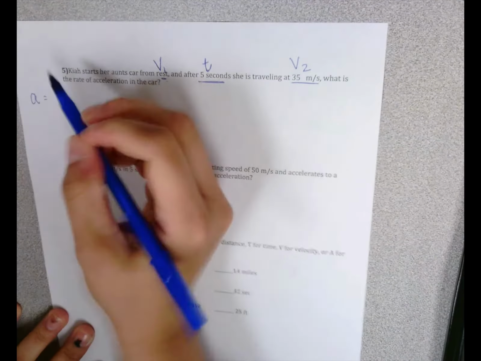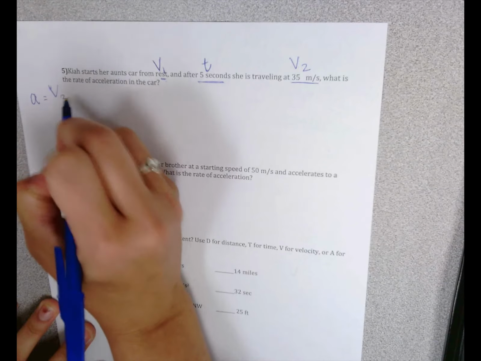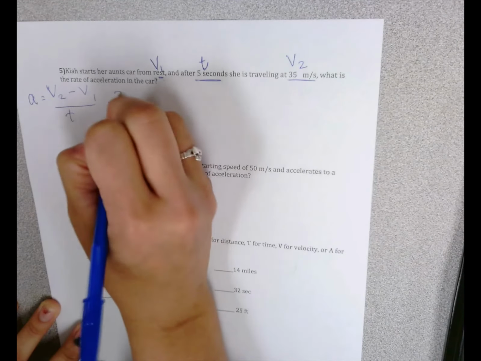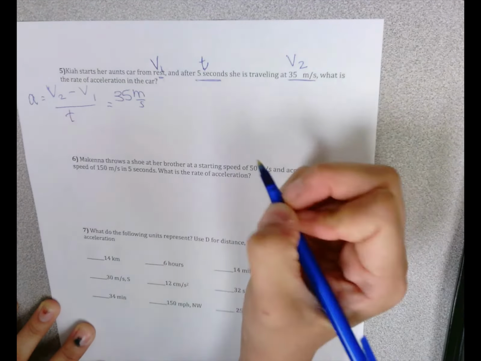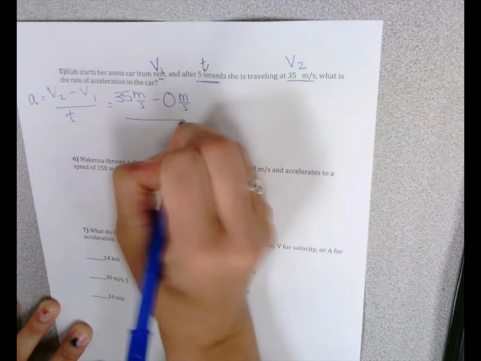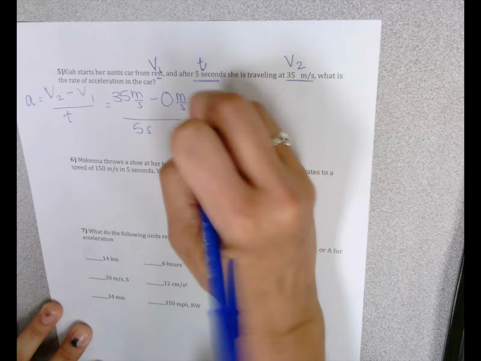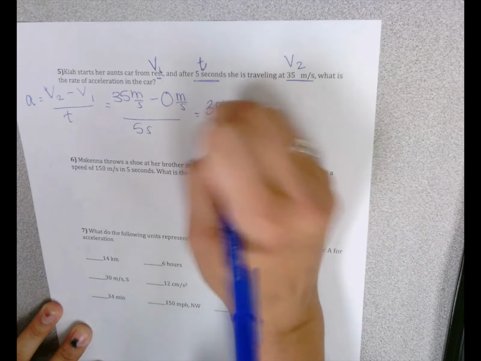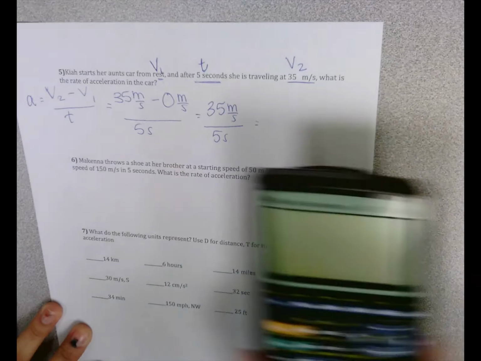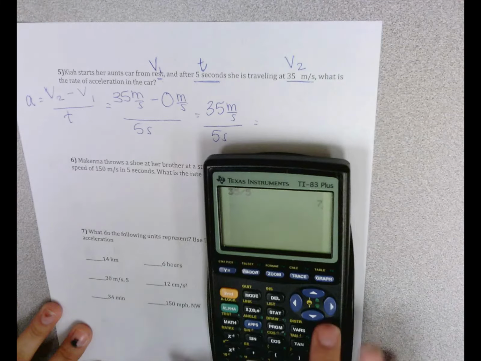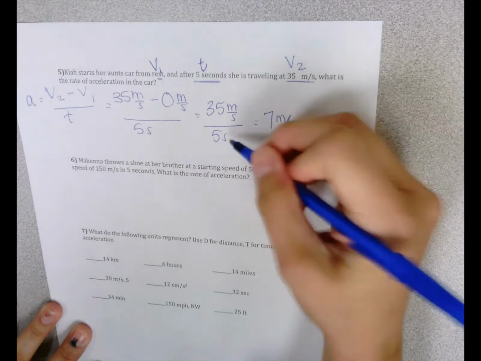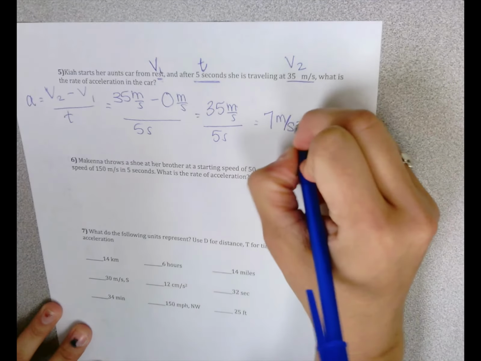What is the rate of acceleration of the car? We know that acceleration equals V2 minus V1 over time. So V2 equals 35 meters per second. V1 equals 0 meters per second, because that's rest, divided by 5 seconds. So all this is saying is 35 meters per second divided by 5 seconds. You guys should know how to solve this, but I'll do it on the calculator anyways. 35 divided by 5 equals 7. So that gives us 7 meters per second squared. Meters isn't going to change, but we're multiplying second by second, so it's second squared.